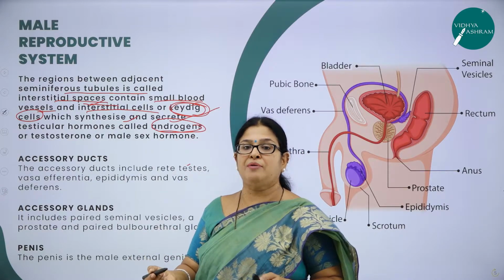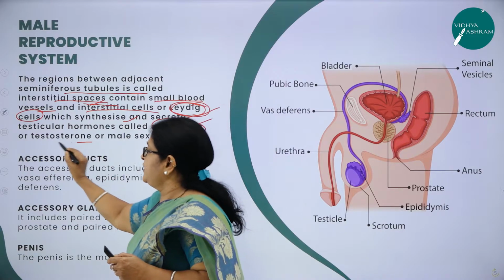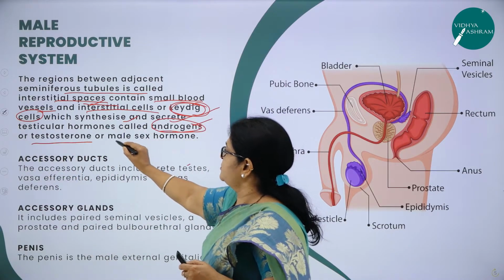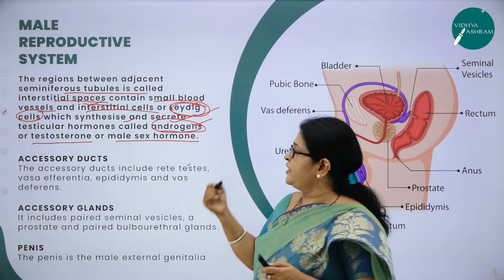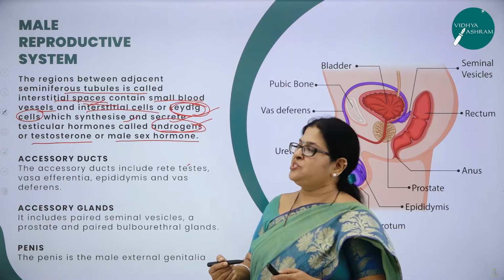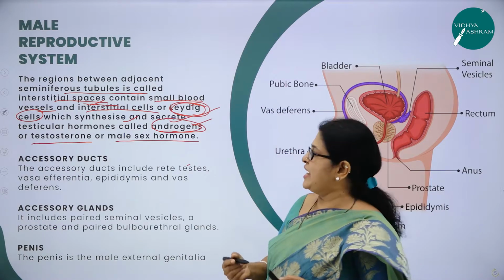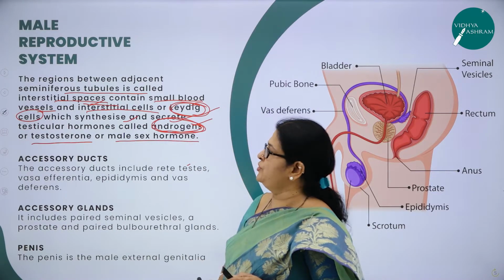So what is a male hormone? If they ask, it is nothing but androgen. What is the other name for it? Testosterone, or it is otherwise called male sex hormone. Why is it so important? It is very important for the male, particularly for the formation of secondary sexual male characters, right? So androgen is nothing but the male hormone, right?